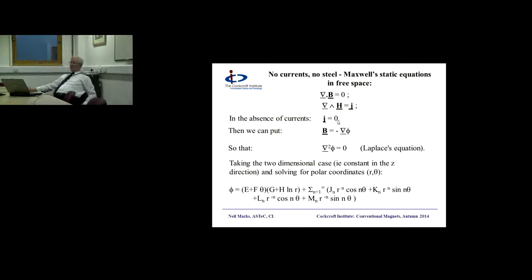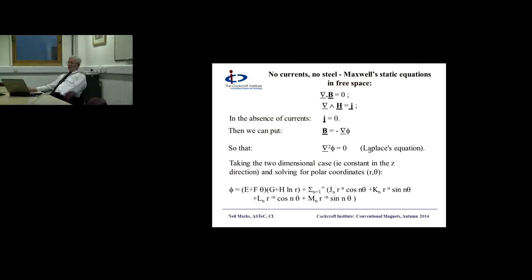And then you remember the theorem that the curl of a div is 0, or rather the div of a curl is 0, so that it means that B can be made the negative gradient of a scalar potential phi. And we substitute that in the div B equals 0 equation, and we get Laplace's equation, which is nabla squared phi equals 0.